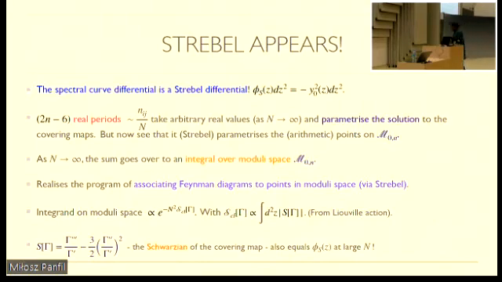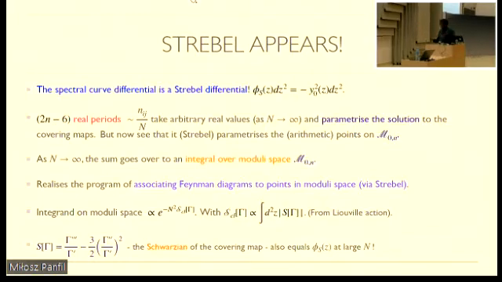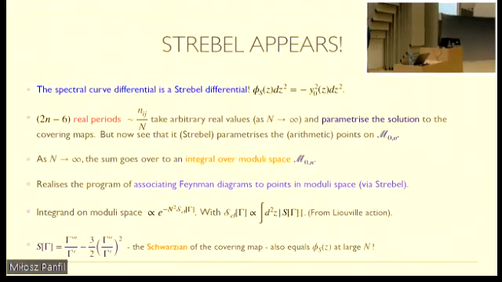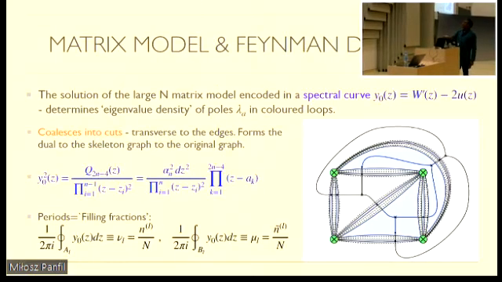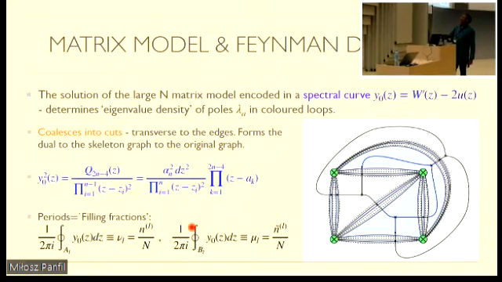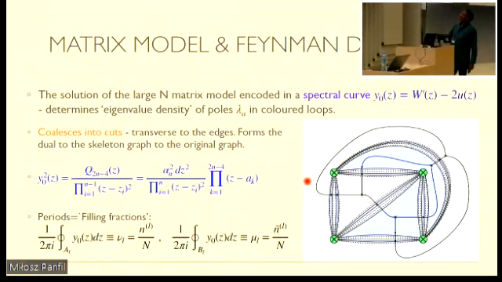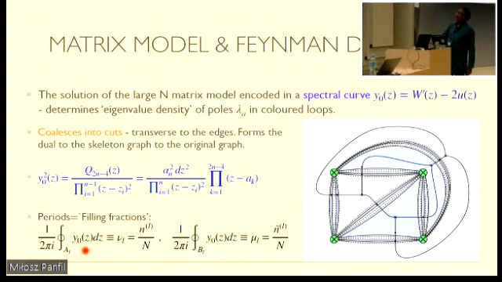And the remarkable thing is that this spectral curve differential turns out to be a Strebel differential. Normally, Strebel differentials are very hard to characterize, but here, almost by construction, you get that the square of the spectral curve is a Strebel differential, precisely for the reason that I mentioned over here, namely that these periods, which are essentially the line integrals of y naught between the zeros of this spectral curve, these are real because these are the filling fraction.